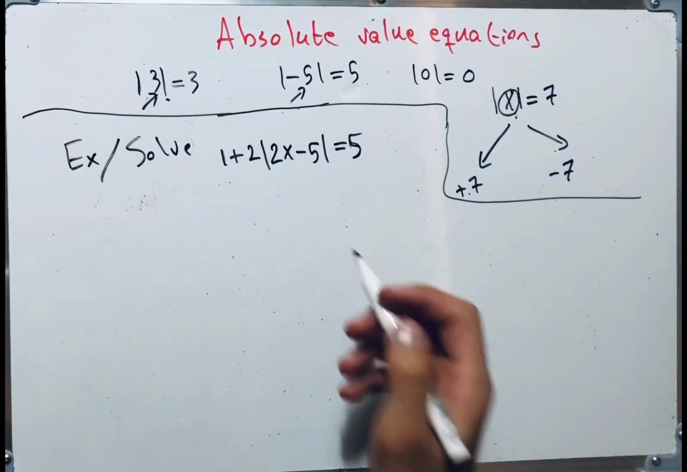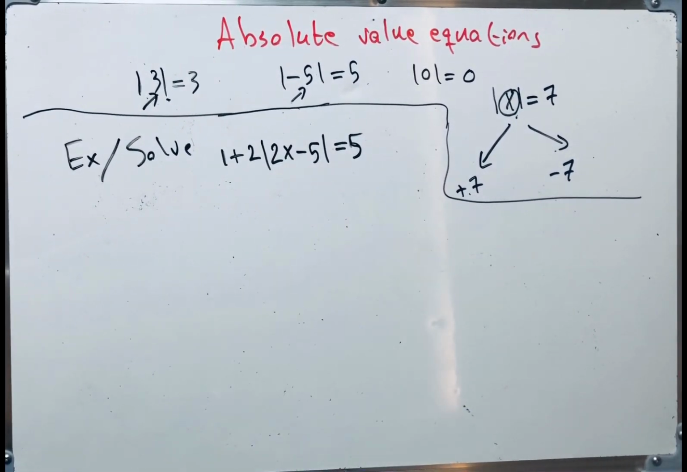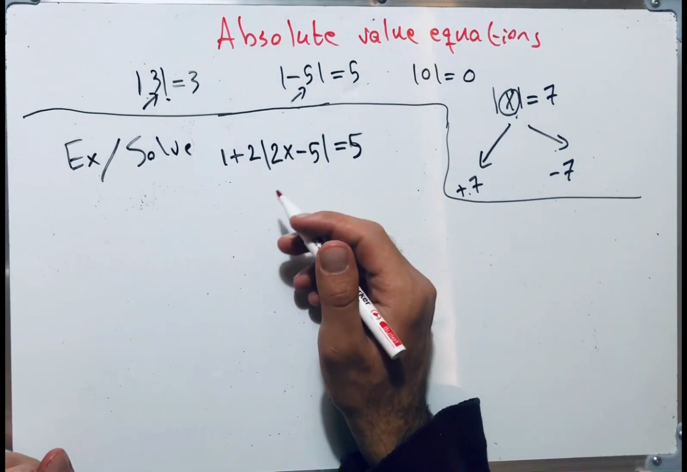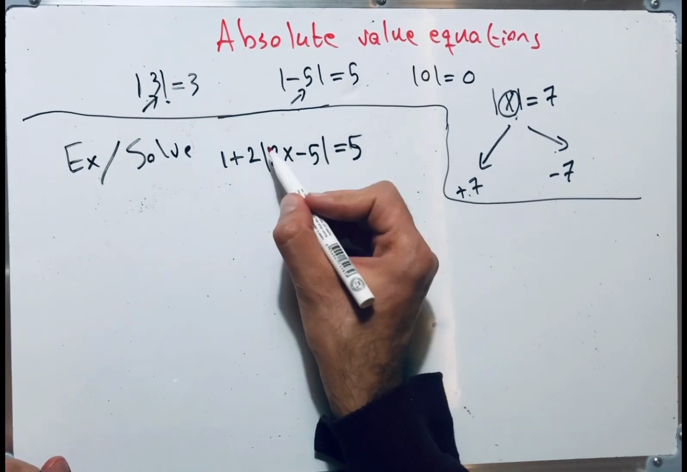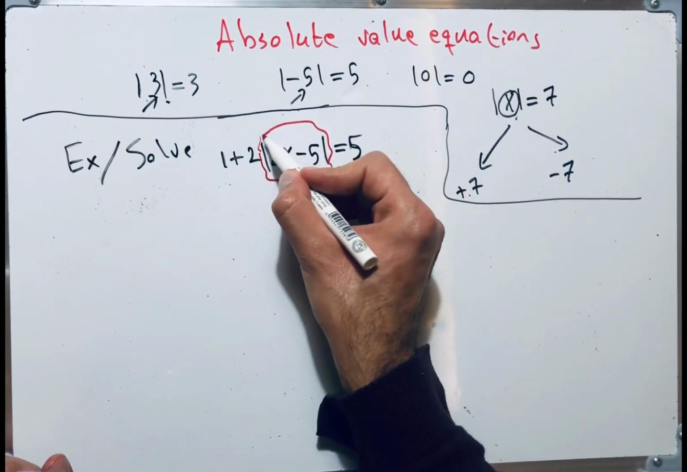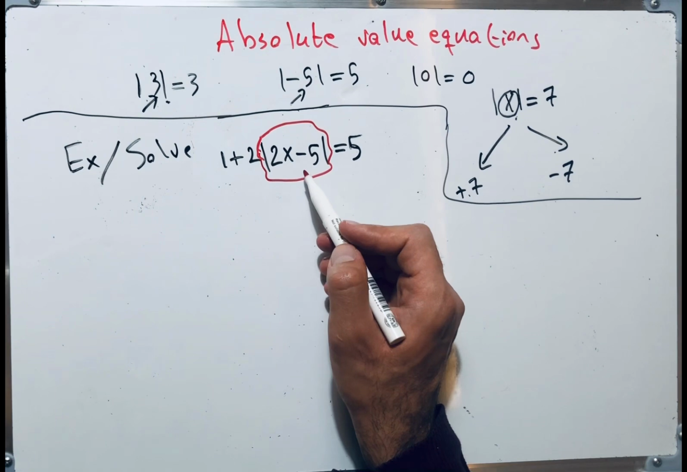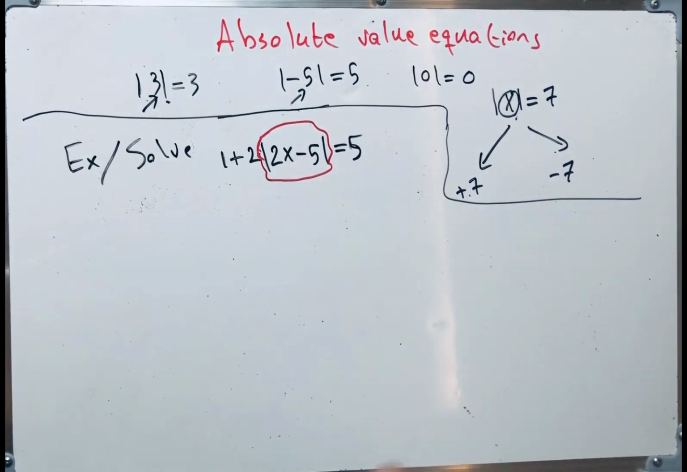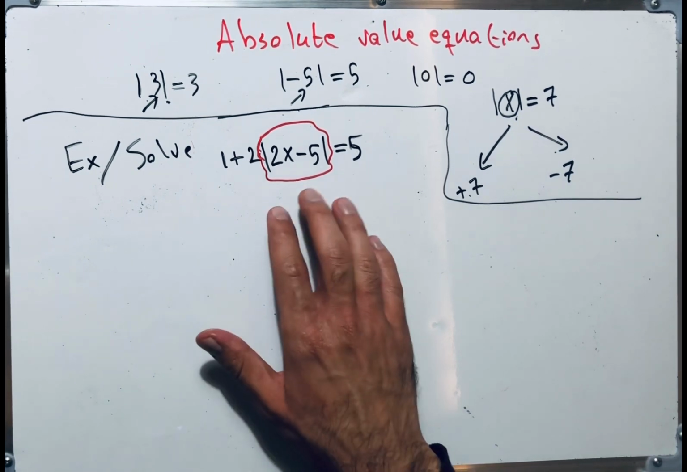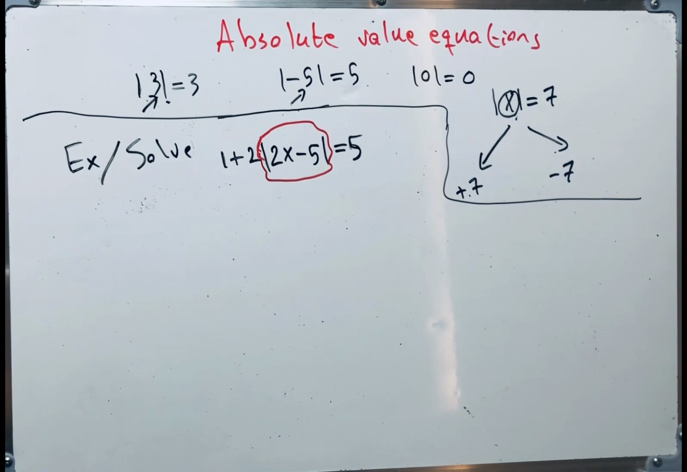Okay, so we're going to be using these facts to solve a real equation. Now we have this example to solve. If you solve a linear equation, we have one variable, right? So I want you to think about the whole thing that has an absolute value as one variable. If you remember correctly, when we solve linear equations, we want variables on one side and numbers on the other side. So I want you to treat this whole thing, let's say the red circle, as one variable.